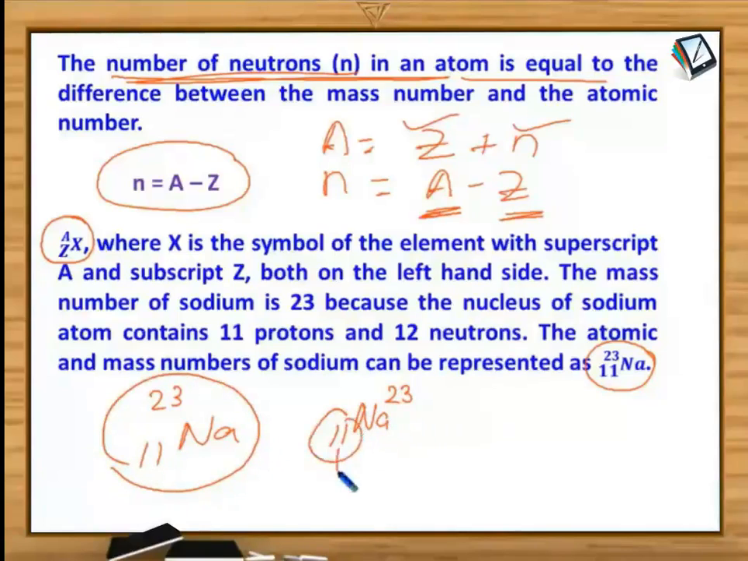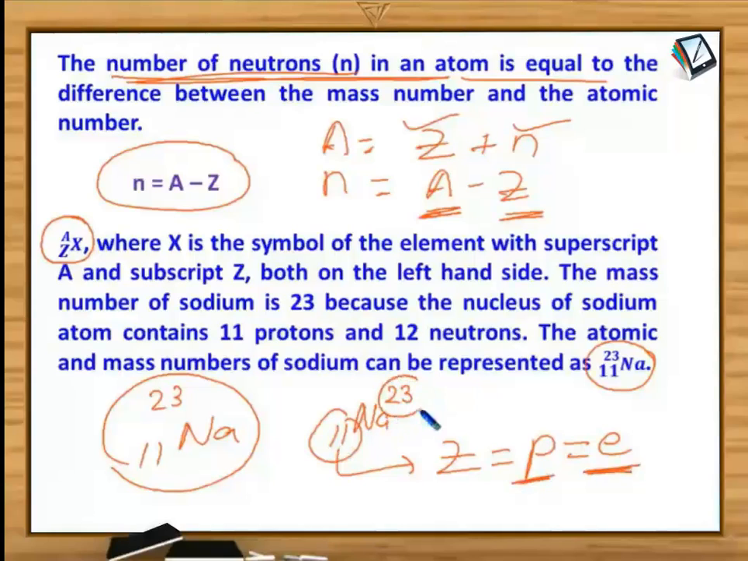This 11 indicates the atomic number. Once we get the atomic number, we get the number of protons and we also get the number of electrons. So we can say that the atomic number of sodium is 11, the number of protons is 11, and the number of electrons is also 11.